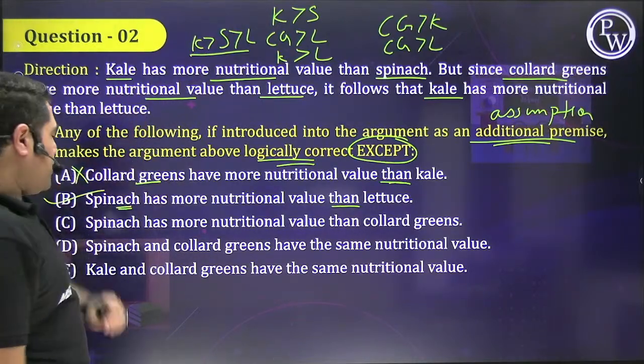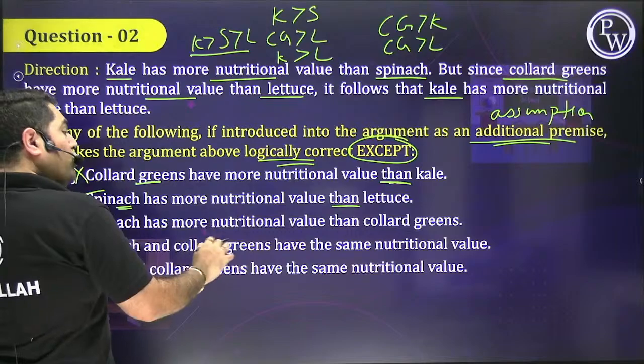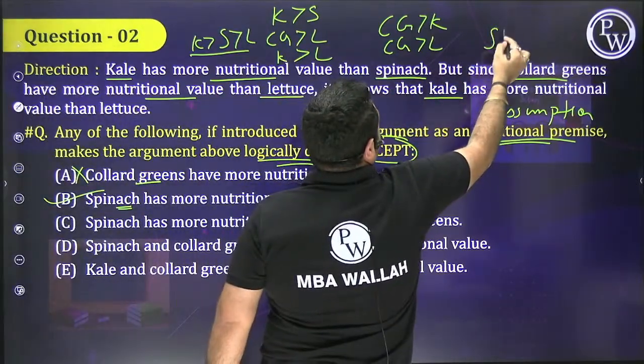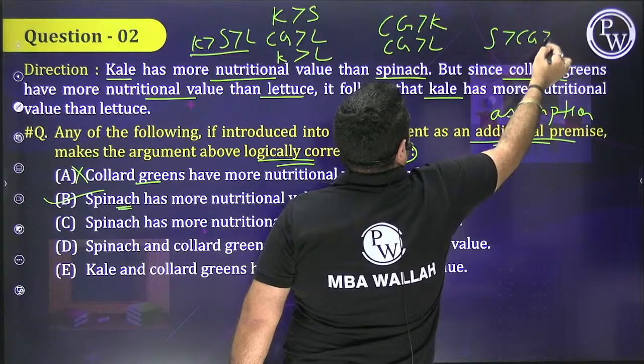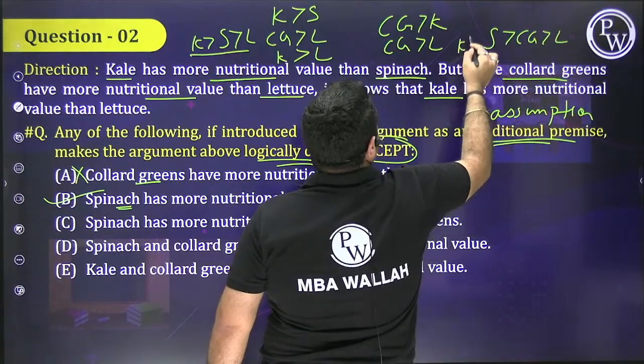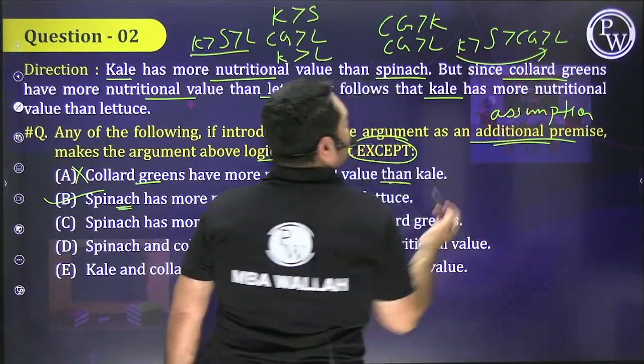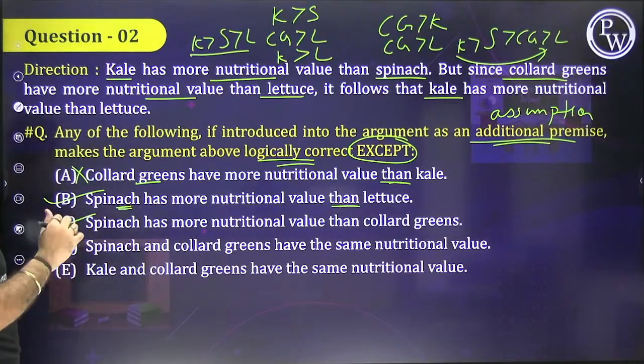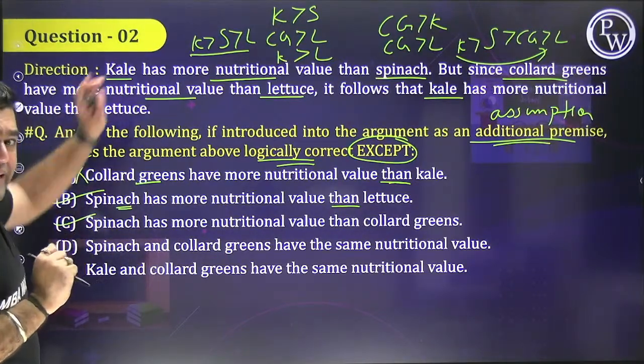Spinach has more nutritional value than collard greens. People, same thing. If spinach is greater than collard greens, which is greater than lettuce, and kale is greater than spinach, then kale is greater than lettuce. I'm just mapping everything. So this cannot be the case. I'm tick marking it, meaning it cannot be the answer, because it's logically adding up.